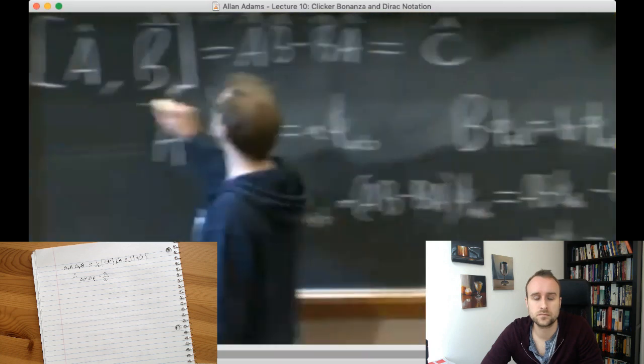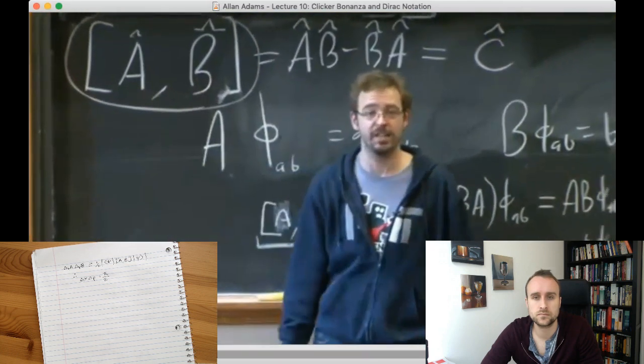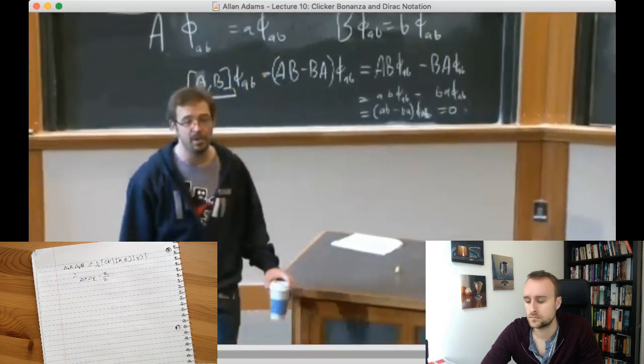Commuting is telling you about the possibility of the state having definite values of both operators simultaneously. And this is going to turn out to be enormously valuable when we talk about angular momentum, which is coming in a couple of weeks.